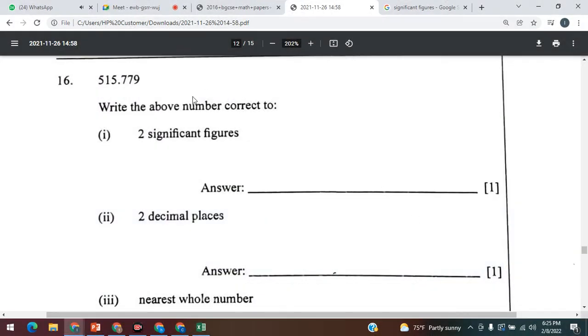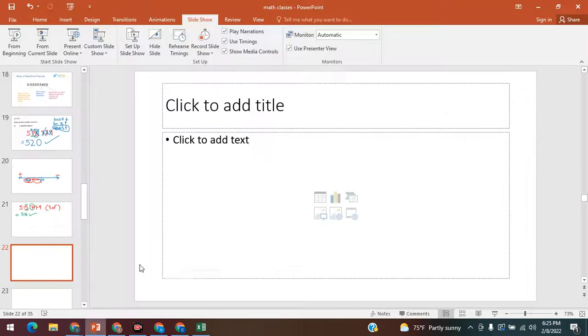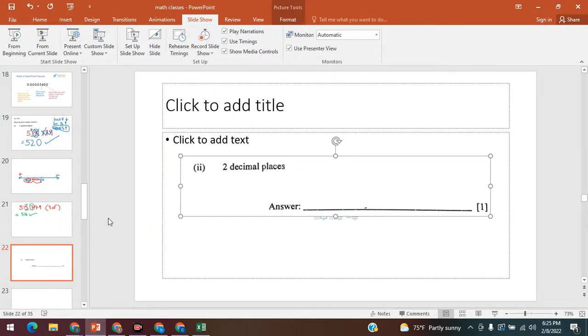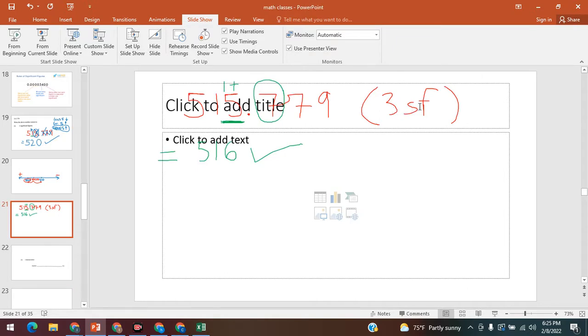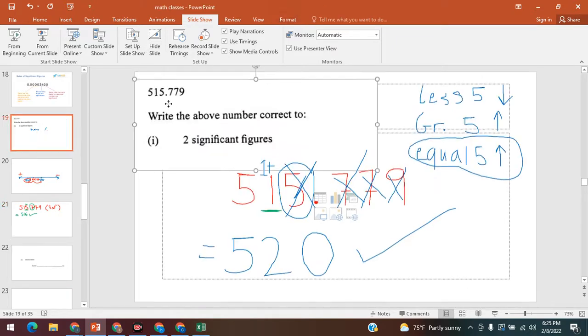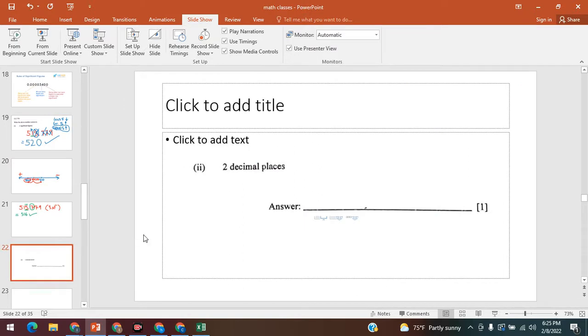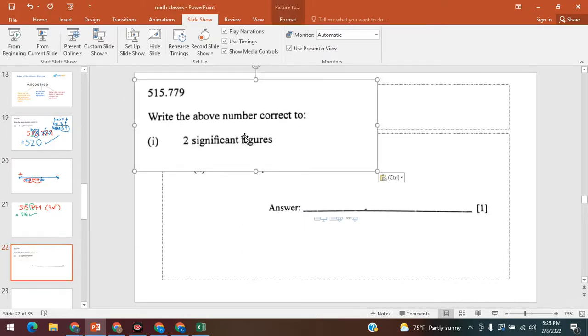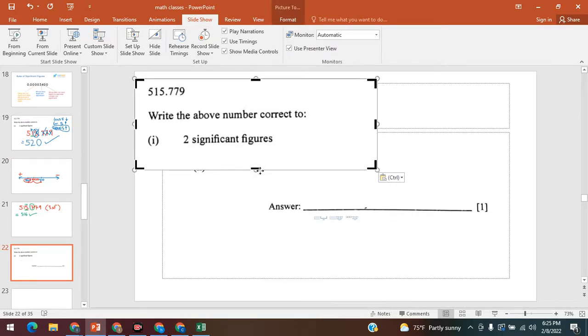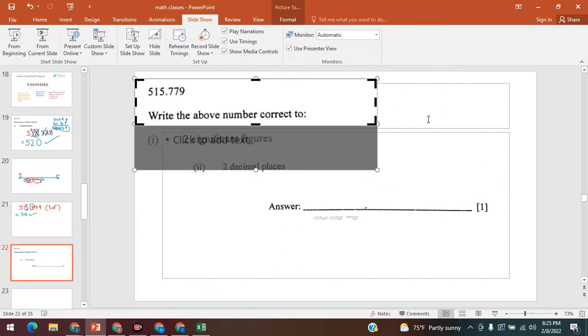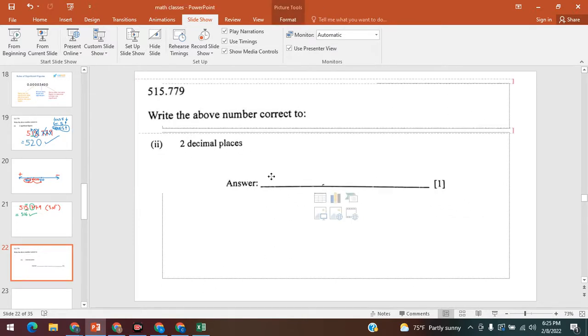So you can't be putting, oh yeah, 3SF means three significant figures. I did that and I didn't even tell you that. 3SF means three significant figures. Thank you for that question. So the next thing is, we want to write it correct to two decimal places.